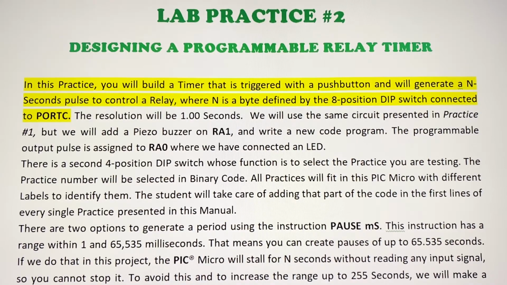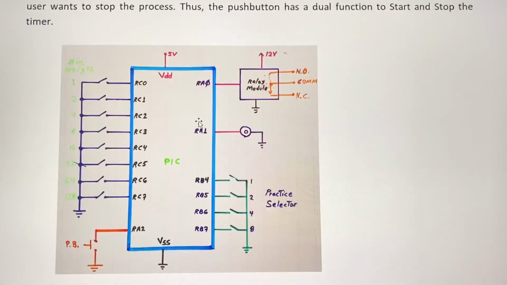Hi, this is Ricardo Jimenez, and I'll be showing today our lesson on lab practice number 2, designing a programmable relay timer. In this practice, you will build a timer that is triggered with a push button, and it will generate an n seconds pulse to control a relay, where n is a byte defined by the 8 position DIP switch connected to port C. We will have a resolution of 1 second. Okay, and this is a timer.